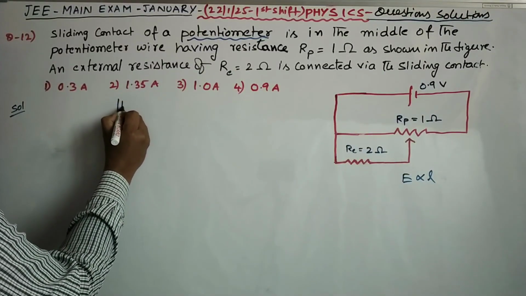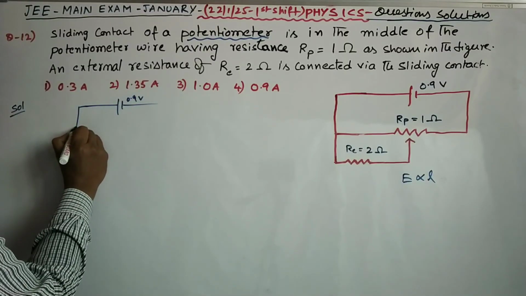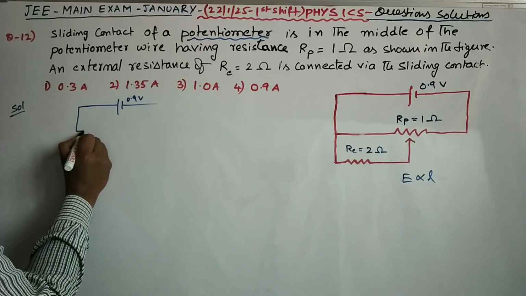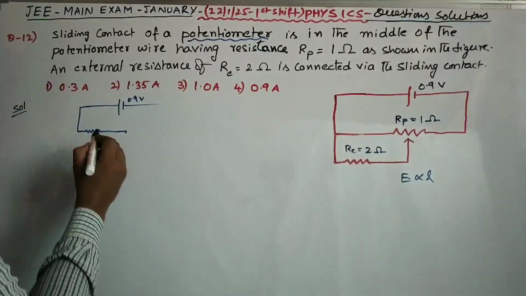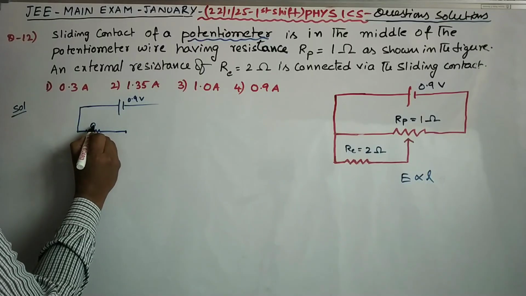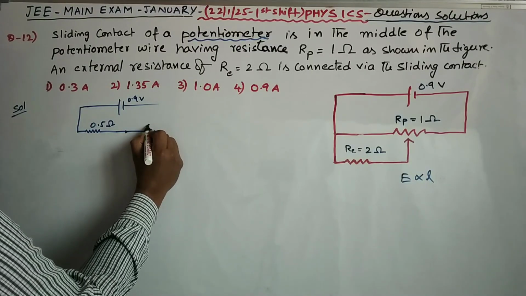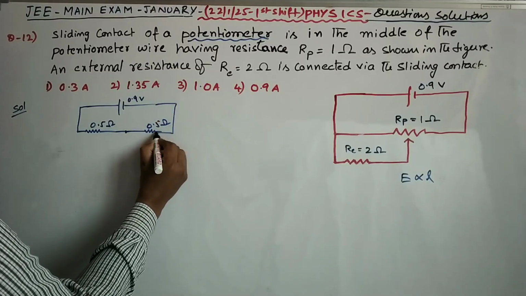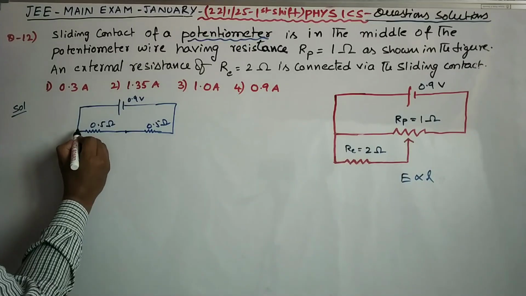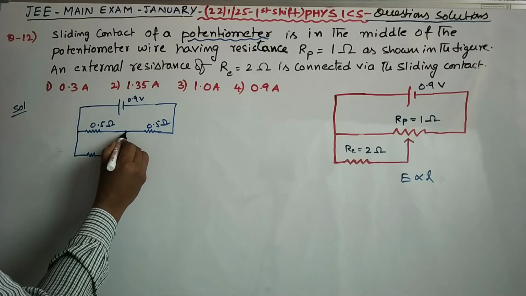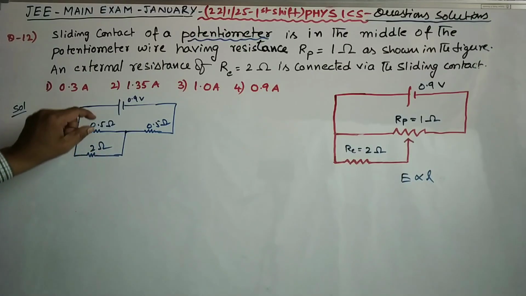This is the battery of 0.9 volt. The sliding contact of the potentiometer wire is at its center, and the total resistance is 1 ohm. Center means from this point to the center, the resistance of the wire is 0.5 ohm, and from the center to the remaining end, 0.5 ohm. Now an external resistance Re, which is 2 ohm, is connected like this, in parallel. So what is the current in the circuit?